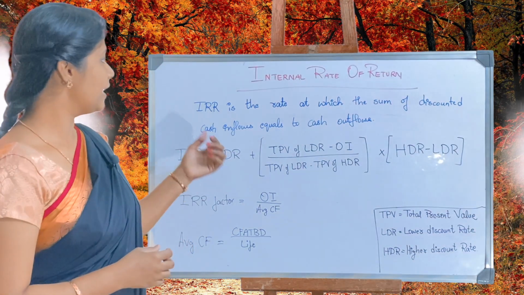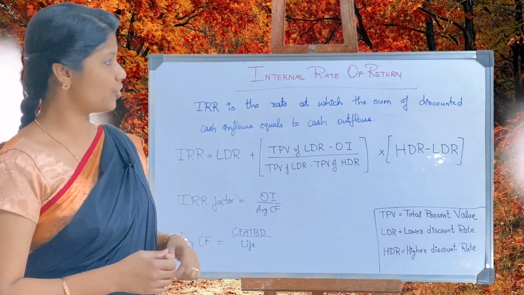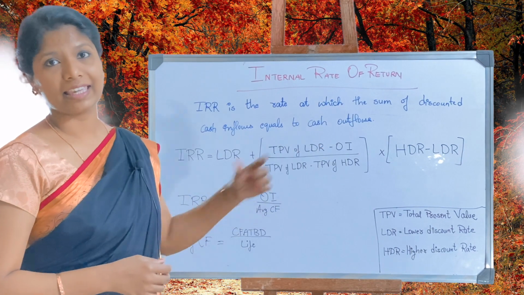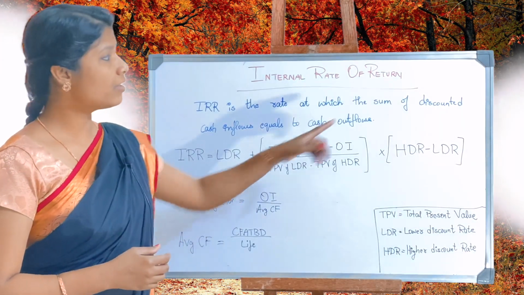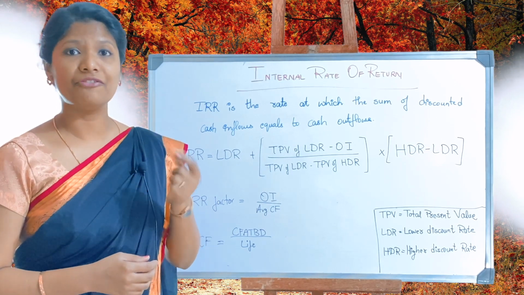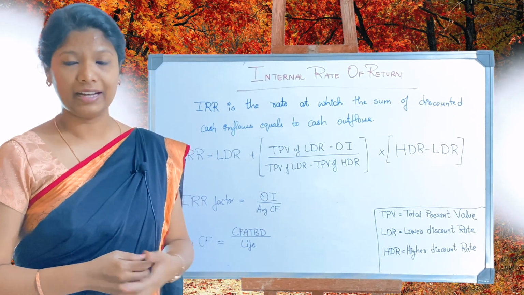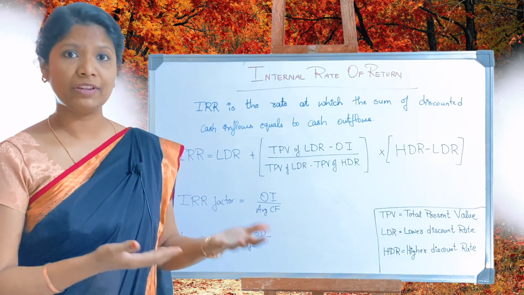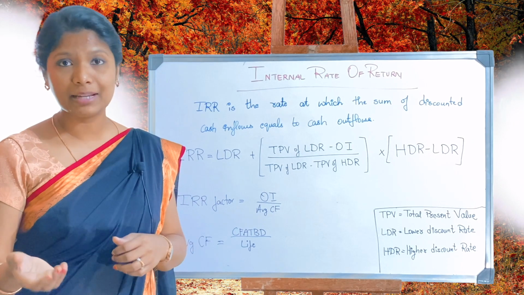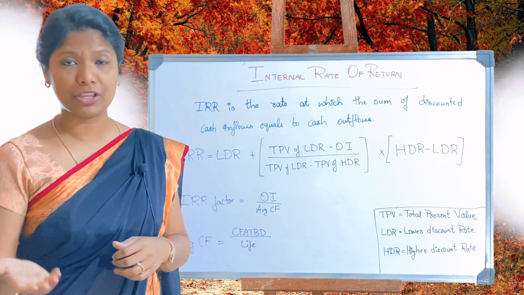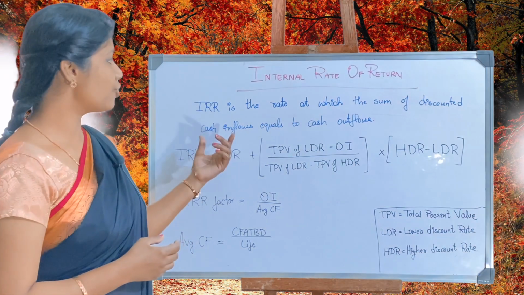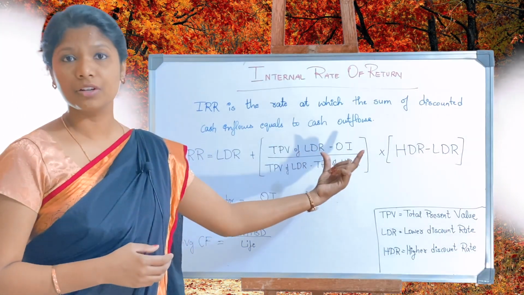What is the meaning? IRR is the rate at which the sum of discounted cash inflows equals the discounted cash outflows. Whenever we use the word discounted, that means we are using a discount factor, right? As in NPV and profitability index, we had a discount factor, a percentage like 10 or 12, and based on that we discount the cash inflows so that they equal your cash outflows.